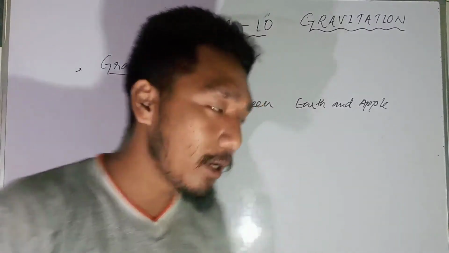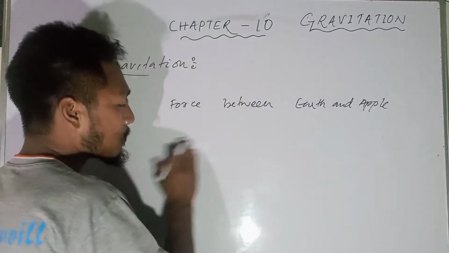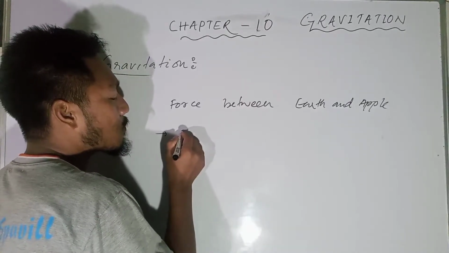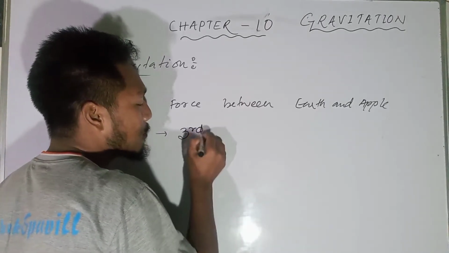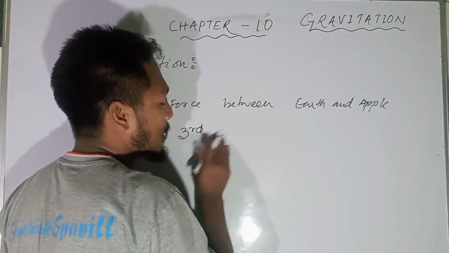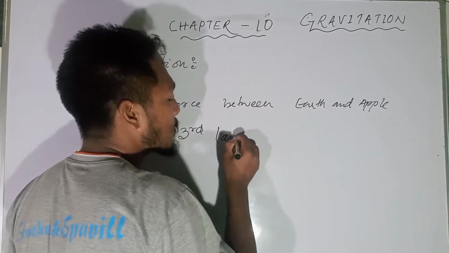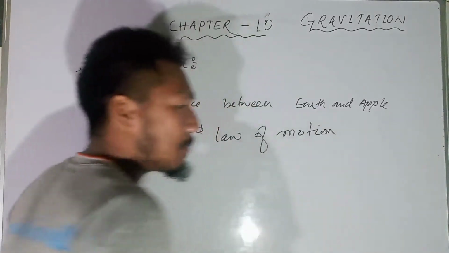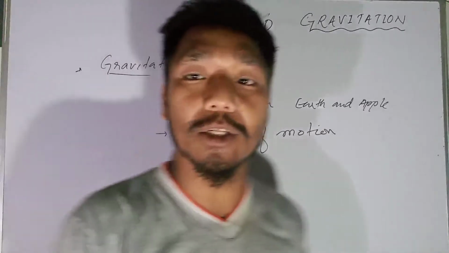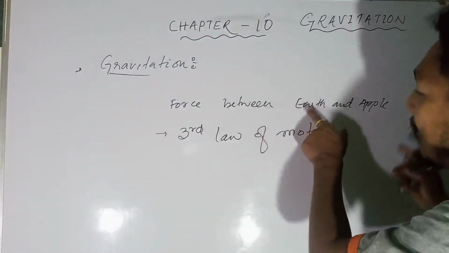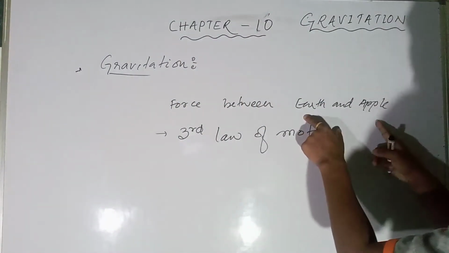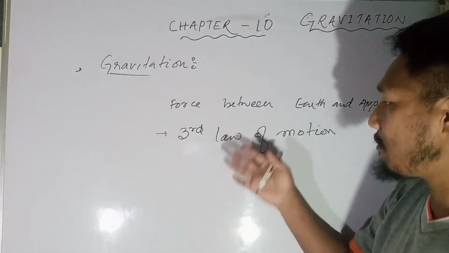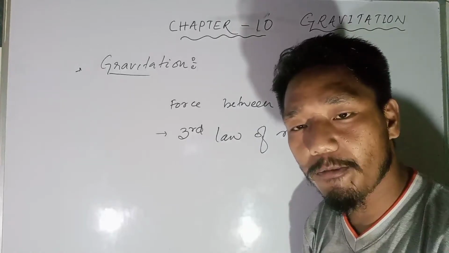Okay, in order to understand this one, you should know Newton's third law. What is it? Newton's third law of motion said there will be equal and opposite reaction. So based on this, the earth is also attracting the apple with a force. Similarly, the apple is also attracting the earth. That accepts the third law of motion.